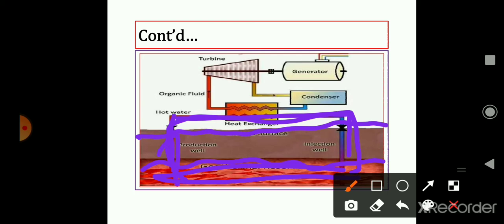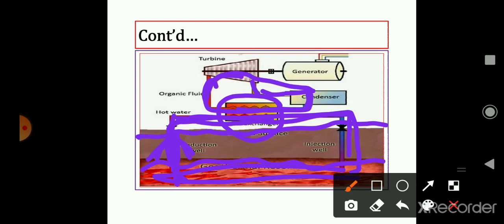Here from this end, we have to extract a huge amount of hot water. Then the hot water circulates through the heat exchanger pipe or heat exchanger chamber. In the heat exchanger chamber, another pipe is circulating through the turbine blades and condenser towards the heat exchanger. This turbine tube has cool water.